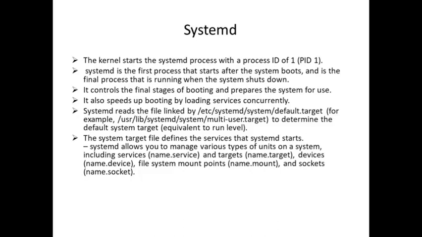Systemd reads the file linked by /etc/systemd/system/default.target, for example /usr/lib/systemd/system/multi-user.target. Multi-user.target is nothing but the run level, which was called runlevel in RHEL 6; here it is called multi-user, or graphical for a graphical user interface, or whatever target is set. Systemd will bring the system into that state. The system target file defines the services that systemd starts.